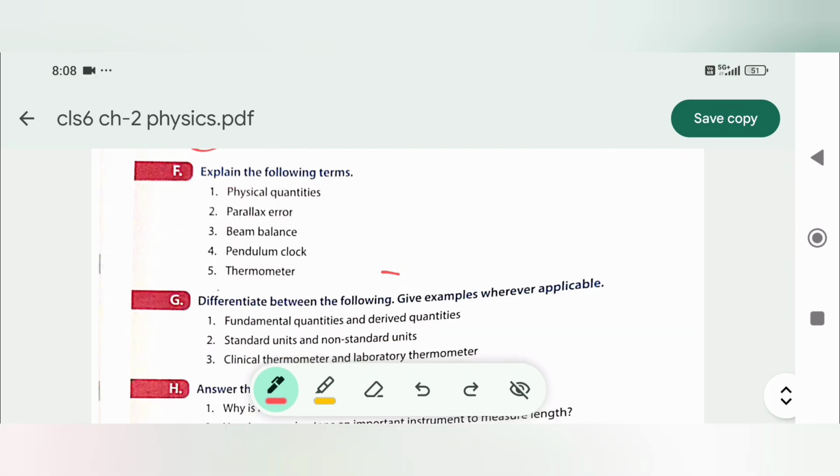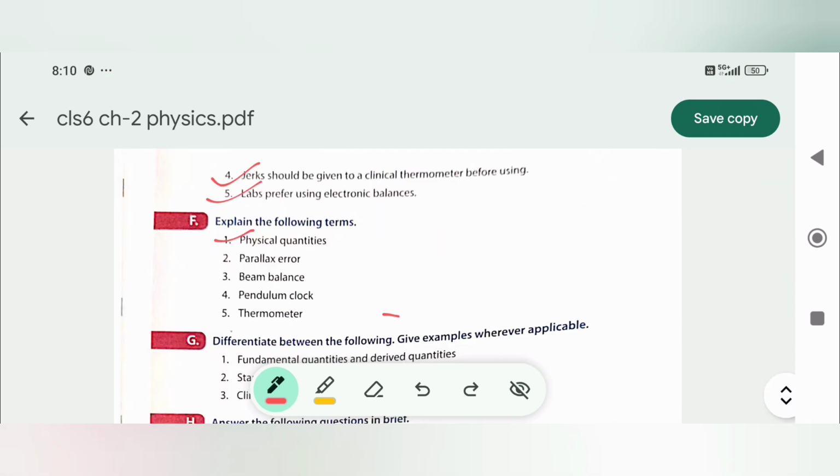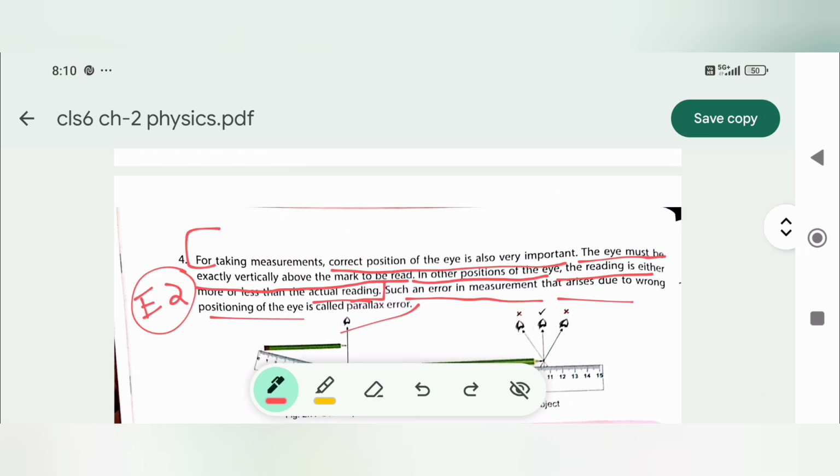F, explain the following terms. Physical quantities. So all the quantities that can be measured are known as physical quantities. Some examples of physical quantities are length, mass, area, time, temperature, and volume. Physical quantities can be categorized into two types: fundamental quantities and derived quantities. This is the answer to F1. 2, parallax error. So from physical quantities to parallax error is F's bit 2.